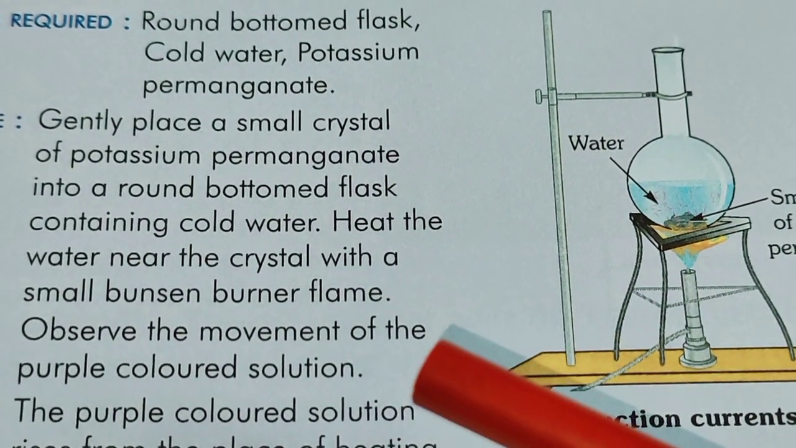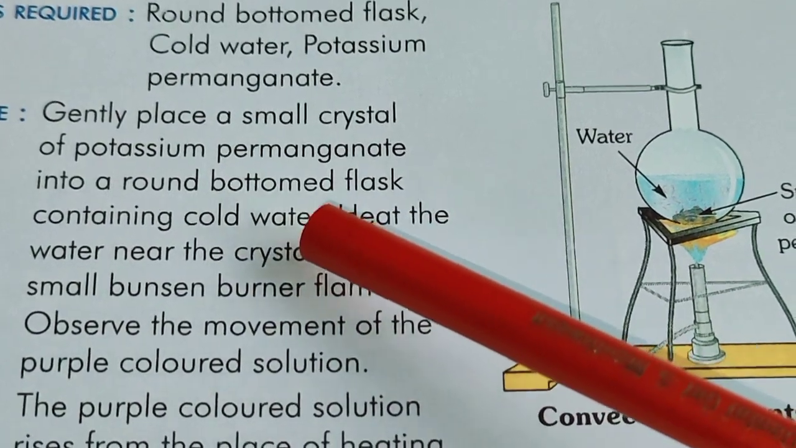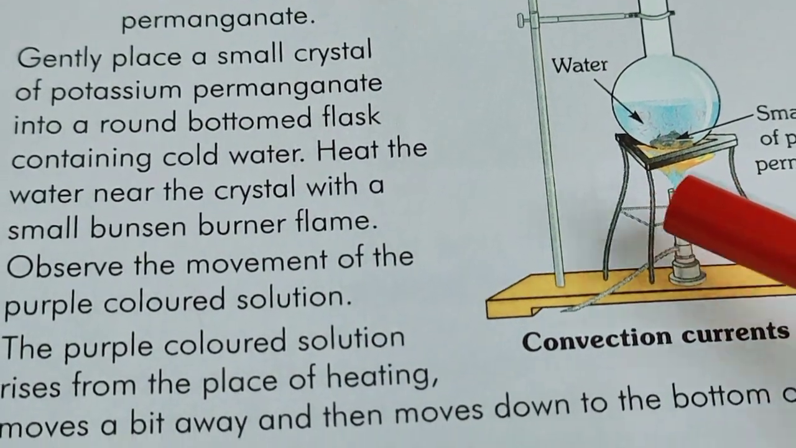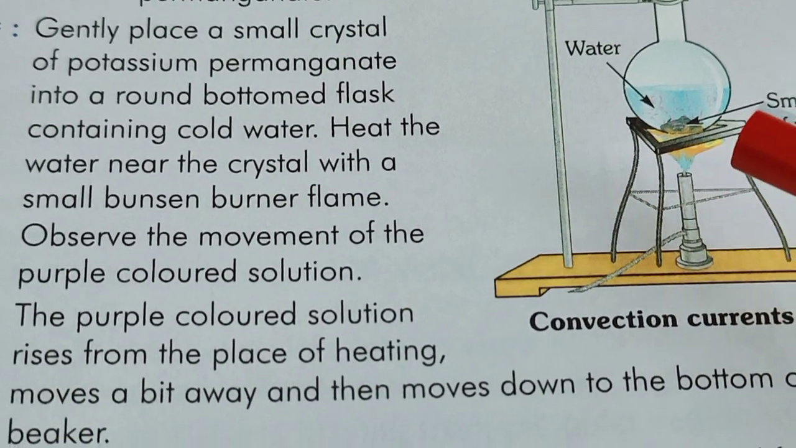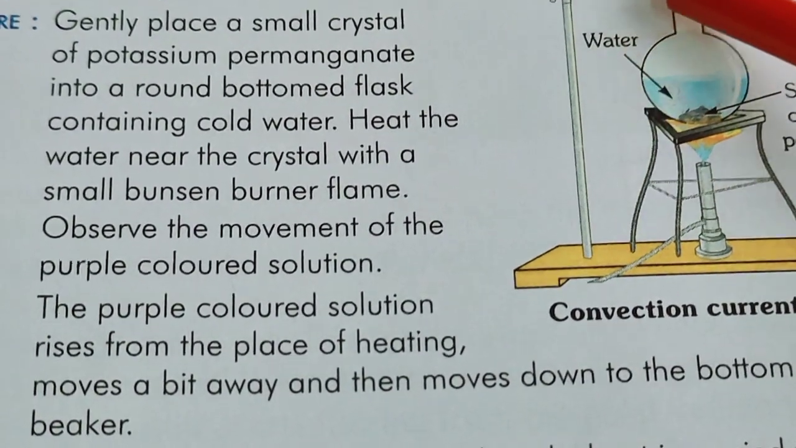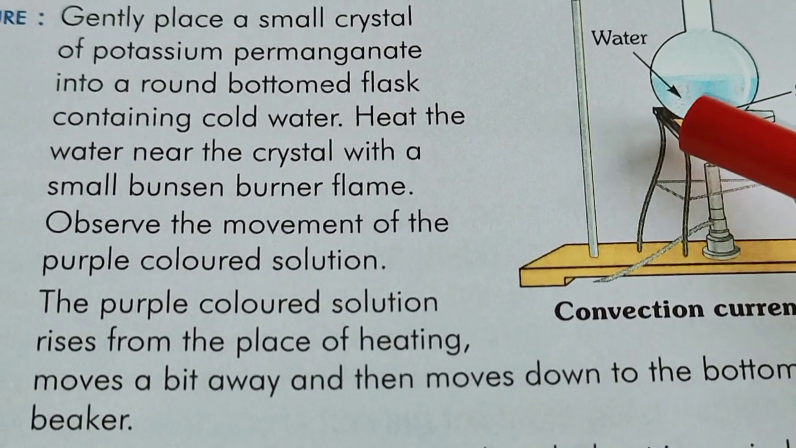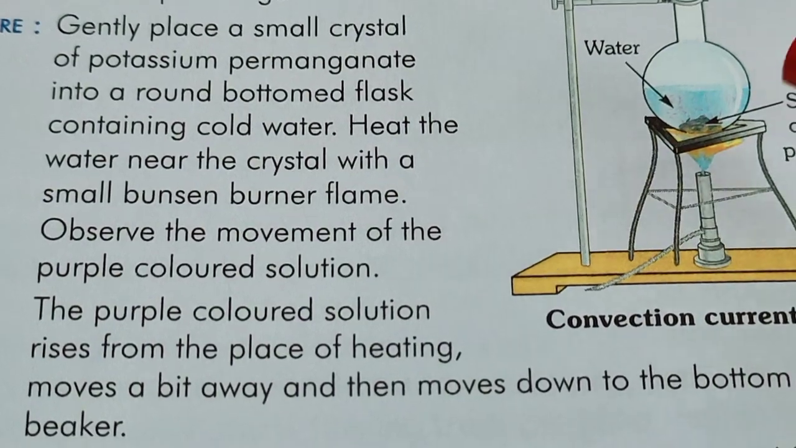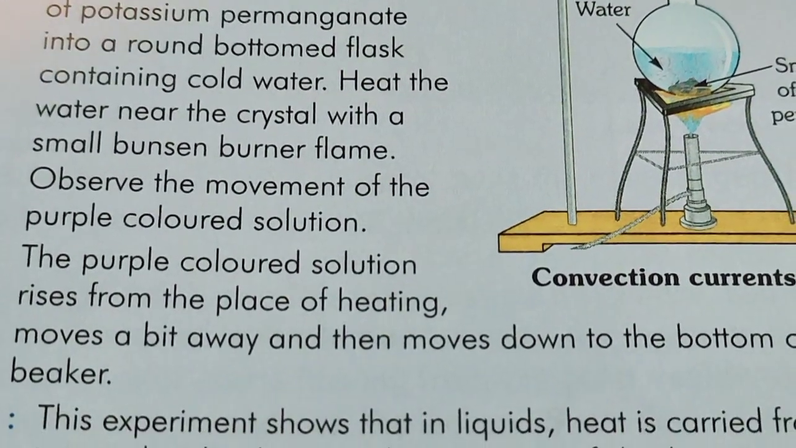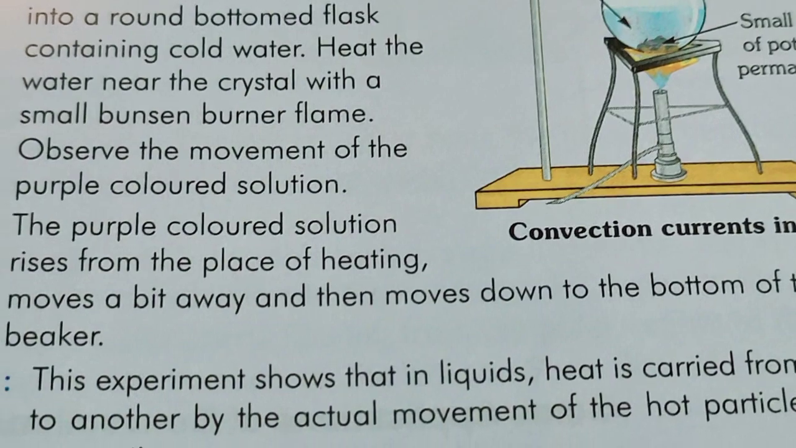So we will place the crystal of potassium permanganate, which is a colored crystal, in the water of the flask. Then we will heat the water near the crystal with a Bunsen burner. After a few time, you can observe the movement of the purple colored crystals of potassium permanganate. How? The purple colored solution will start showing a circular movement in the liquid. First it rises from the place of heating, moves a bit away, then again moves down back to the bottom of the flask.